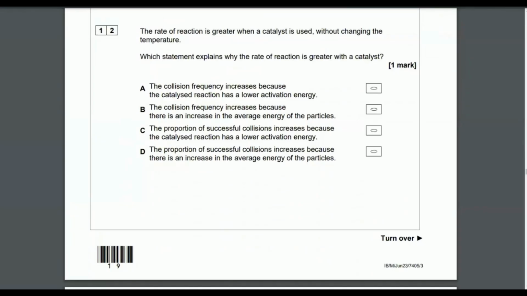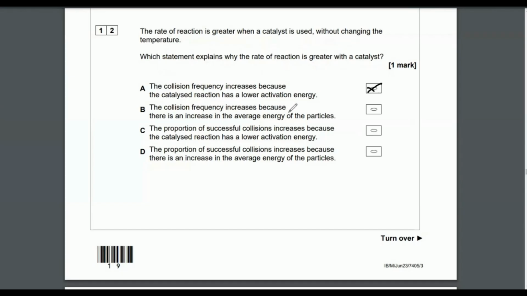We're now going to look at 12. So 12, the rate of reaction is greater when a catalyst is used without changing the temperature. So which statement explains why the rate of reaction is greater with a catalyst? So basically, how do catalysts increase the rate of reaction? The collision frequency increases because, well, they don't increase the number of collisions. There's no more particles, there's no more kinetic energy, so that's wrong.